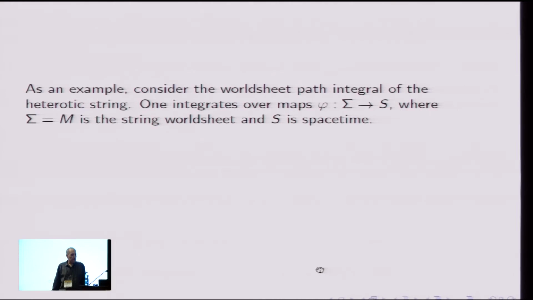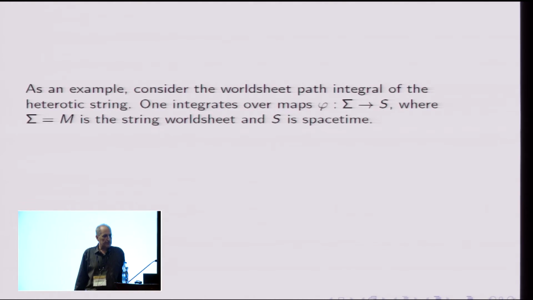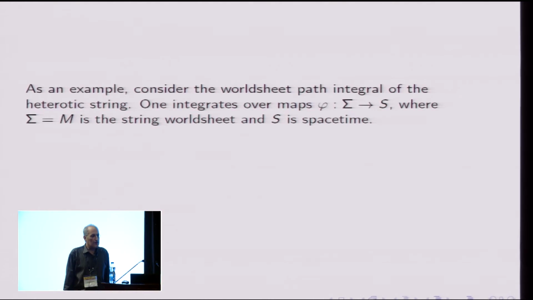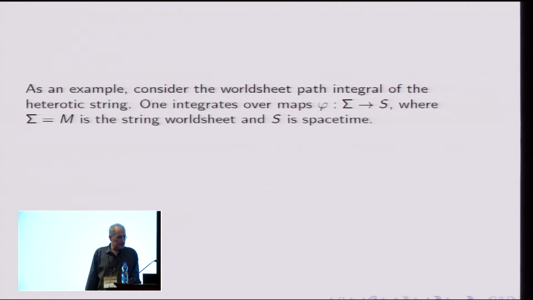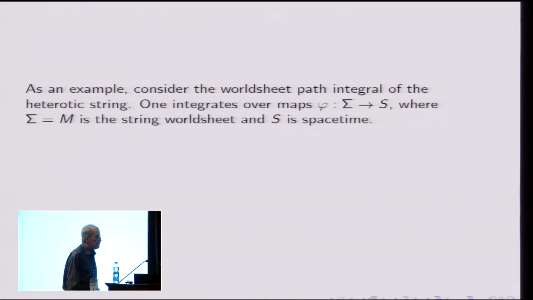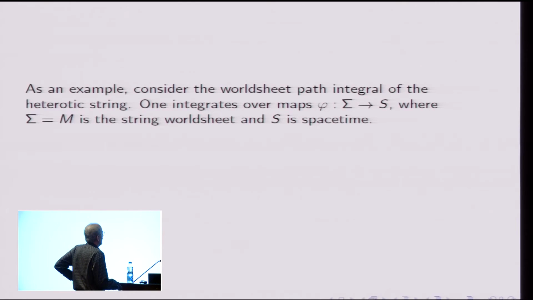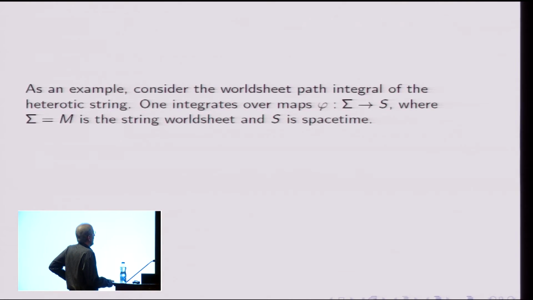So as an example, consider the worldsheet path integral of the heterotic string. So we integrate over maps from a worldsheet sigma to a space-time S, which by mistake I called M. A space-time S. S is space-time. And what I've called M up till now, I'm now calling sigma, the string worldsheet.